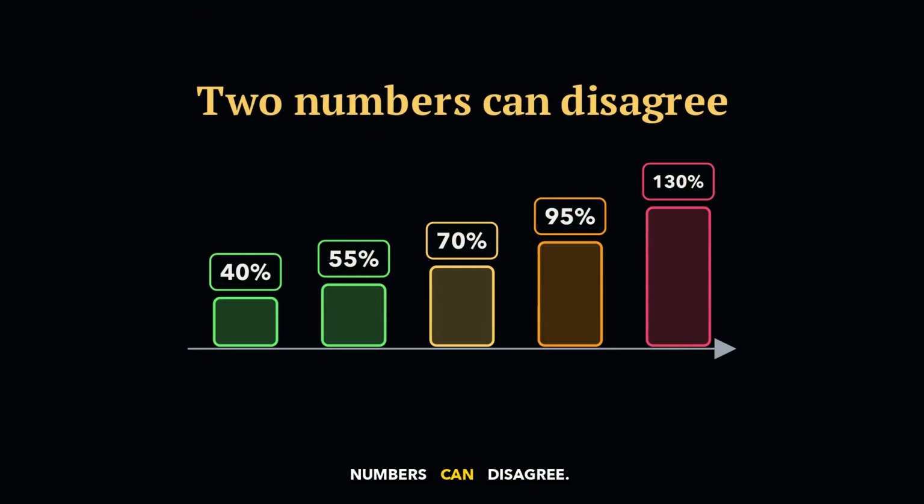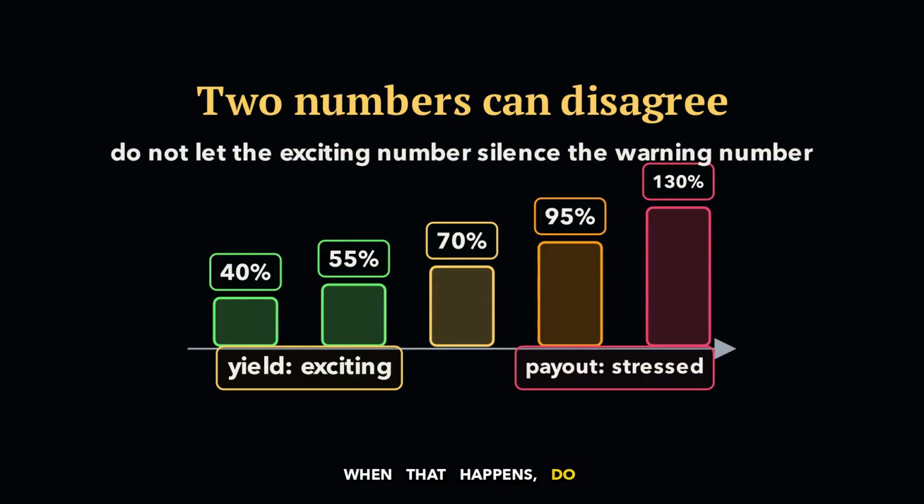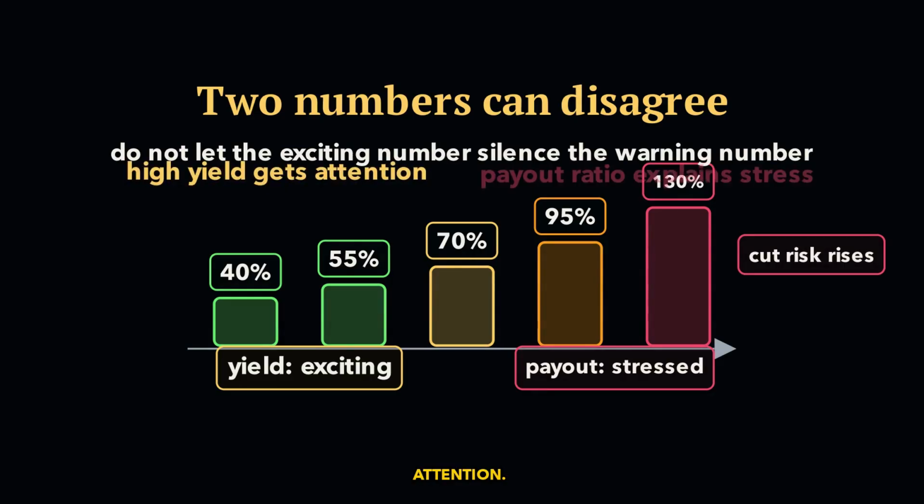This is where 2 numbers can disagree. Dividend yield can look exciting. Payout ratio can look stressed. When that happens, do not let the exciting number silence the warning number. This is why a dividend can look generous right before it gets cut. The high yield gets attention. The payout ratio explains the stress.